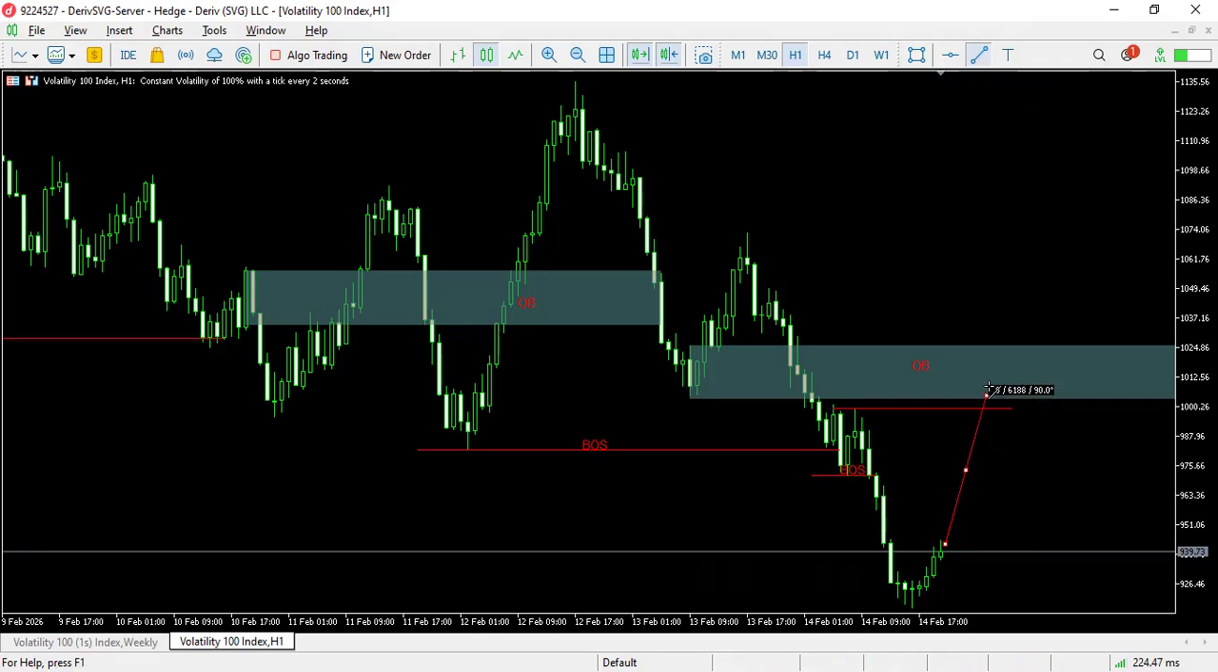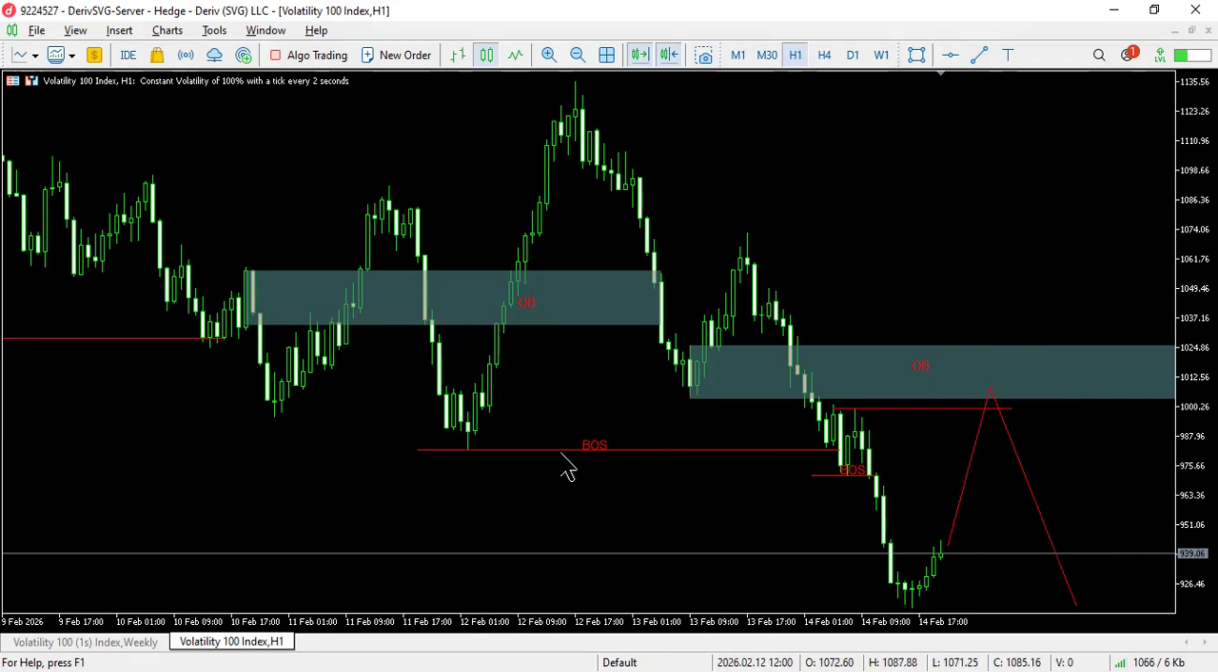So this is what I'm expecting, what I'll be watching out for this week on Volatility 100. As everything is aligning, we have a break of structure, we have an unmitigated order block, we have liquidity that's present here. Therefore, I'm going to be watching out for this trade this week.